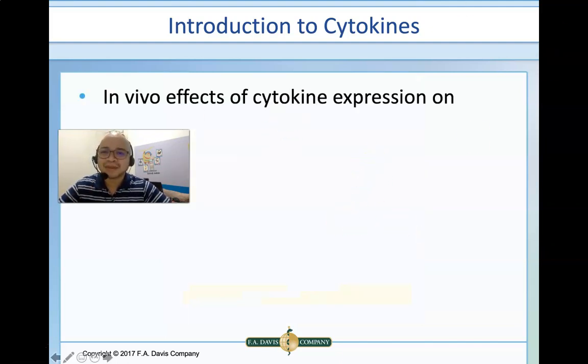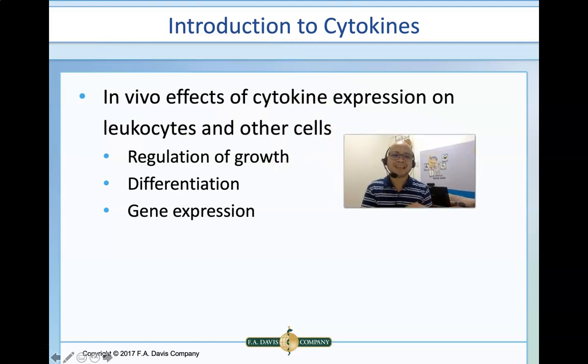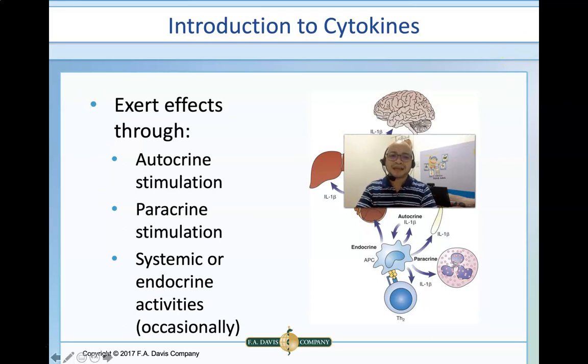Okay. The in vivo effects of cytokine expression are actually visible on leukocytes and other cells because they are important for regulation of growth and differentiation. So in the context of hematopoiesis, when we say differentiation, this may pertain, of course, to maturation, differentiation and maturation, and gene expression.